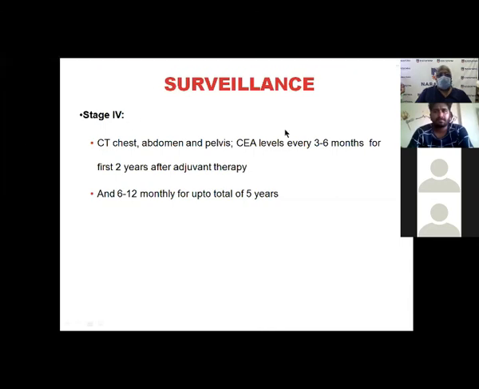CT of chest, abdomen, and pelvis, and CEA levels every 3 to 6 months for the first 2 years, and after adjuvant therapy, every 6 to 12 months for up to 5 years. This is for stage 4 disease.